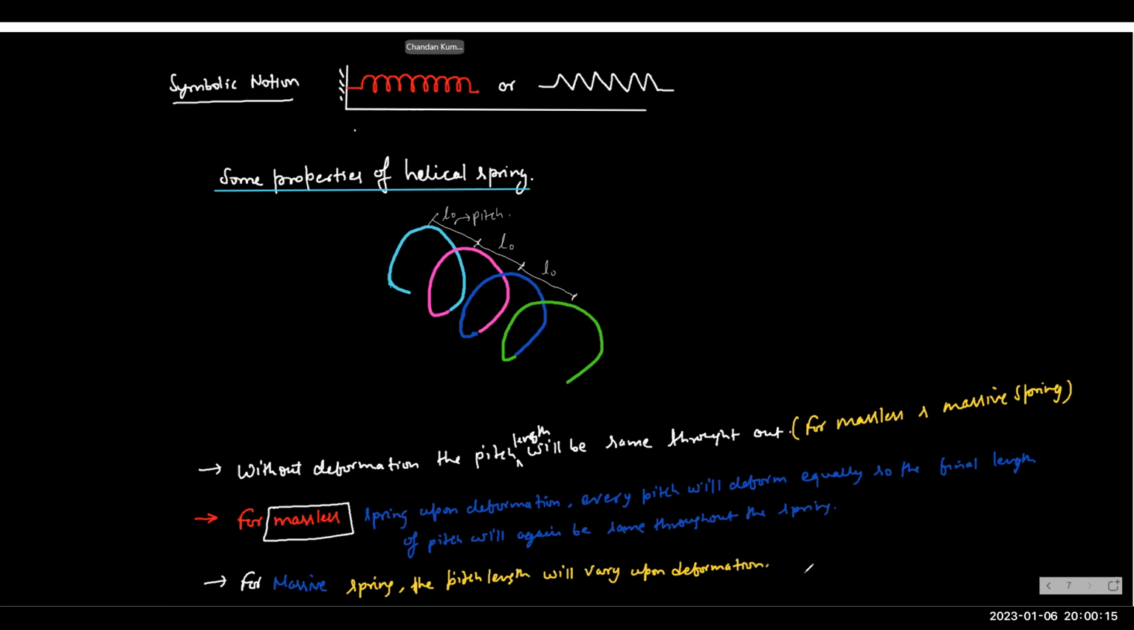Okay. Is this clear? So the three important key points, you have to just read it out and try to understand what is happening. So I hope this is clear.